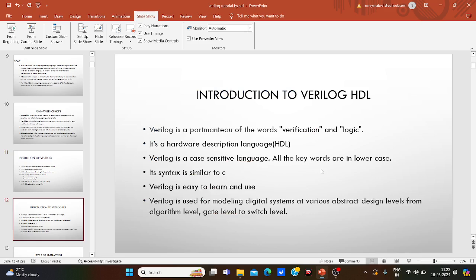And then coming to what is Verilog. Verilog is nothing but verification and logic. It's a combination of two words, verification and logic. That means we are verifying the logic. That's it. So this is a hardware description language. And one important thing in Verilog is that it is case sensitive. Case sensitive language means all the keywords should be in lower case.